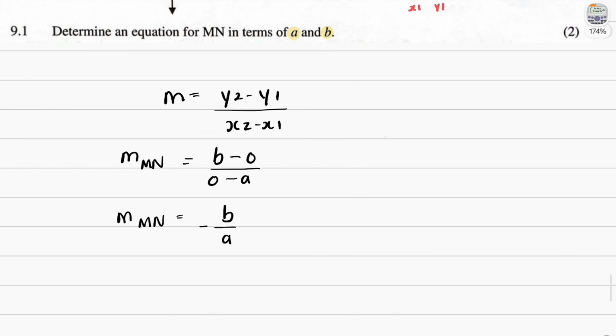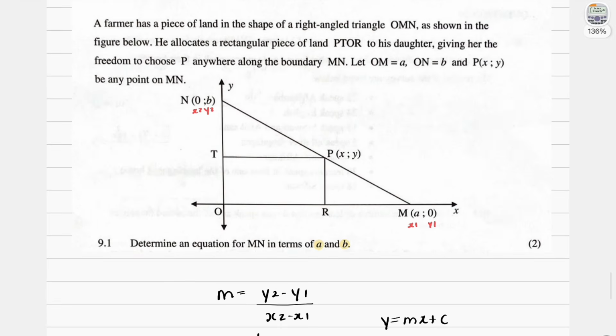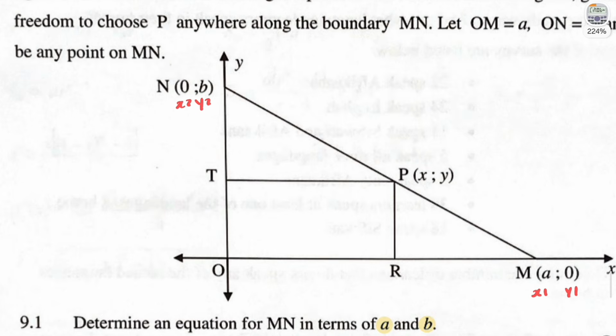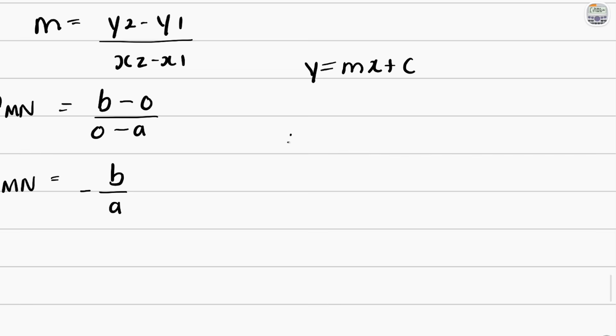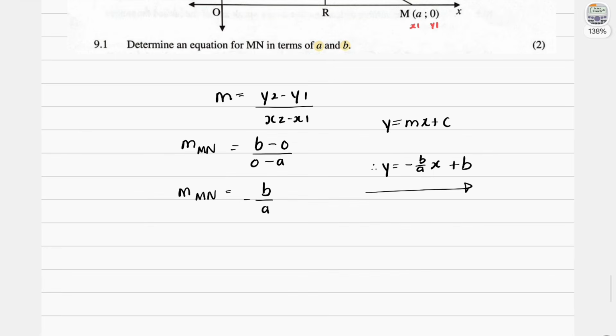So the equation of this line can be in the form y equals mx plus c. We just need to find c. What is c? Well, they already told us what this y value is. This is the y-intercept, it's on the y-axis, it intersects the y-axis. So this is our c value, b. That means the equation of this line is simply y equals negative b over a, x plus b. And that is our equation.